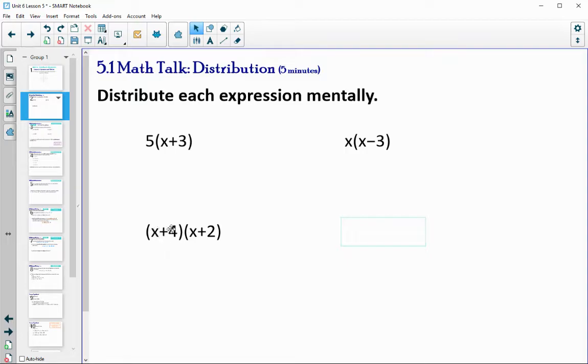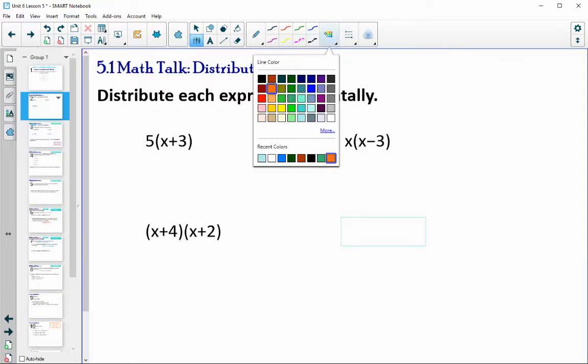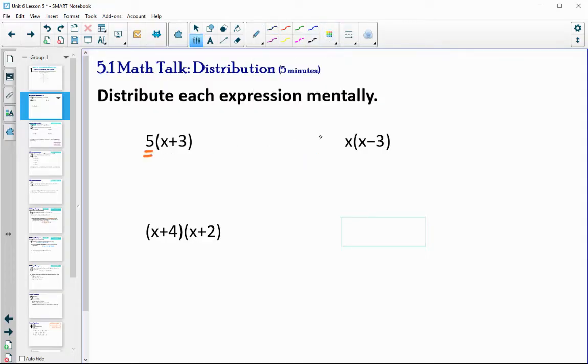Now we're going to be distributing 2 pieces. So now instead of just having one thing to distribute, where here we only had the 5 to distribute, here we only had the x to distribute, now we have 2 things to distribute. So we're going to distribute the x to both pieces and the 4. So we'd be doing x times x. We'd be doing x times 2.